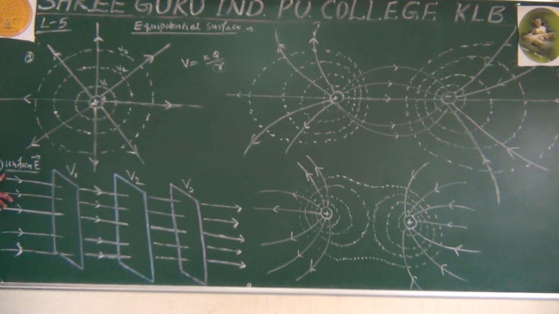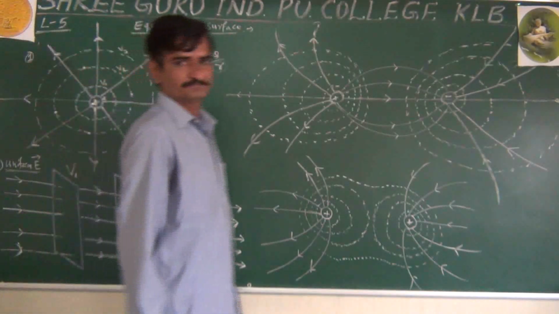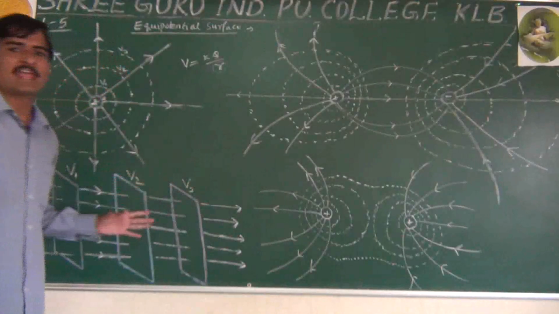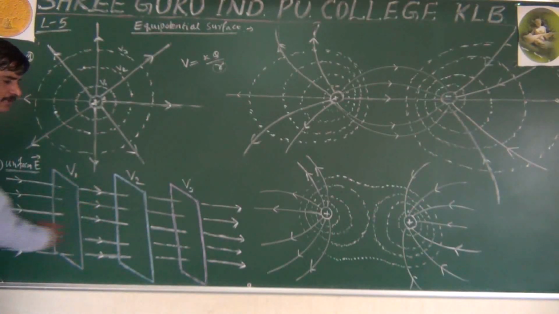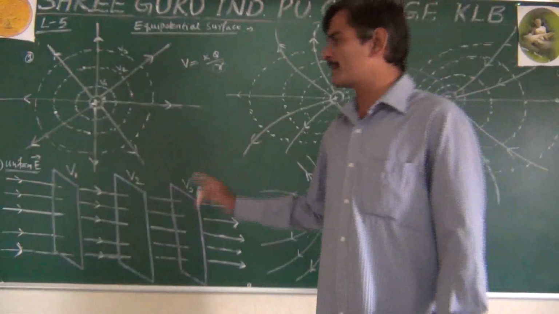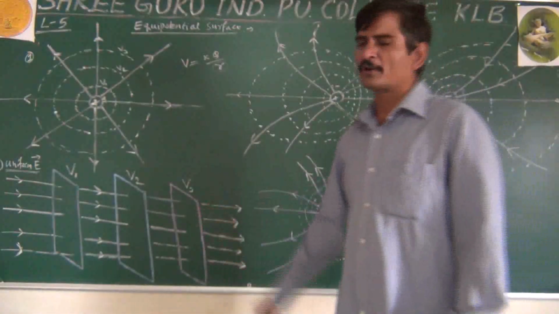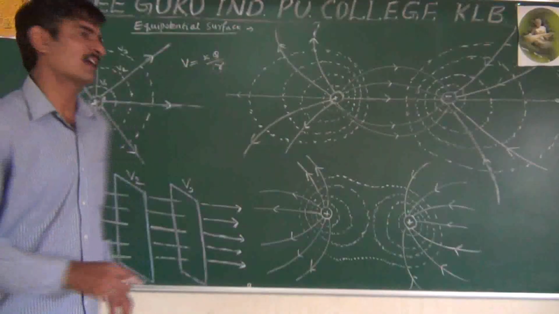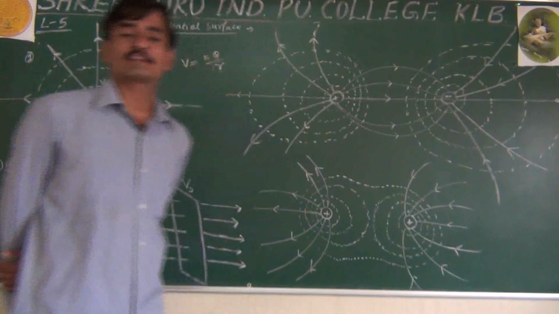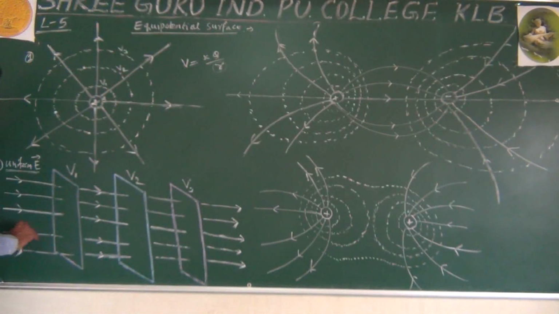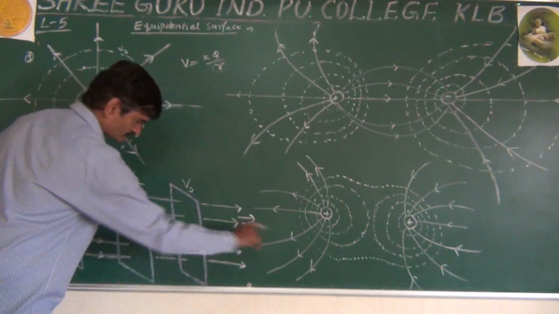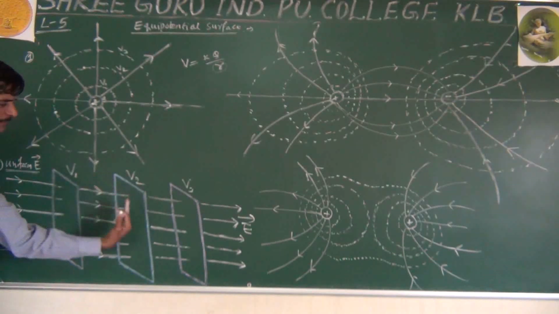So equipotential surfaces for a uniform electric field are plane surfaces, planes perpendicular to the direction of the electric field lines. This is the direction of the electric field, and this is the equipotential surface.